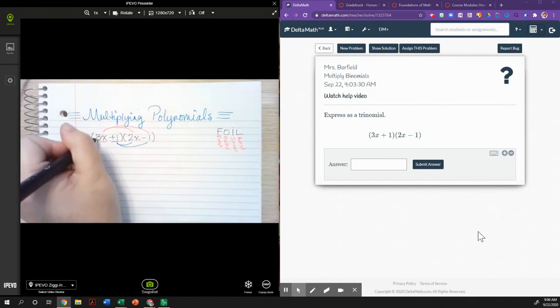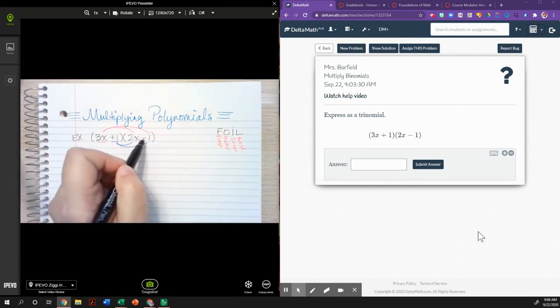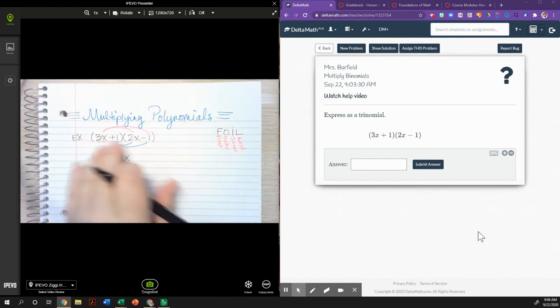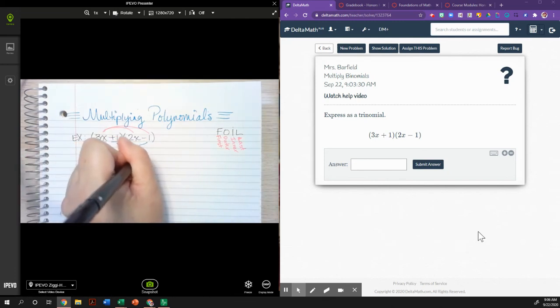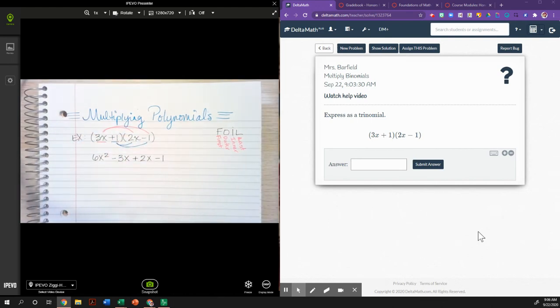So if I multiply 3x times 2x, that gives me 6x squared because I add my exponents. 3x times negative 1 gives me negative 3x. That's the first step in the distributive property. Now I'm going to take 1 times 2x. Well, that's just 2x. And then 1 times negative 1, so I get negative 1. Then I have to combine like terms anytime I complete this multiplication step. Well, 6x squared is on its own, and then negative 3x plus 2x is negative 1x, minus 1.